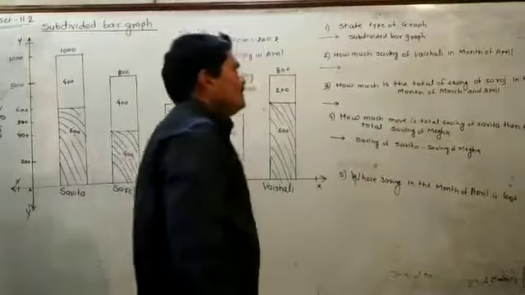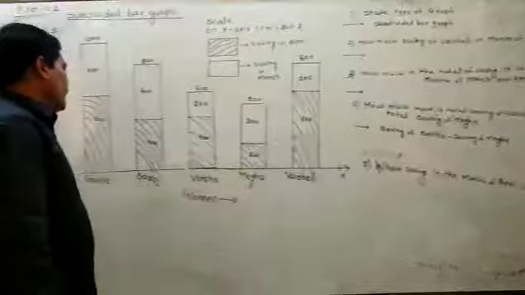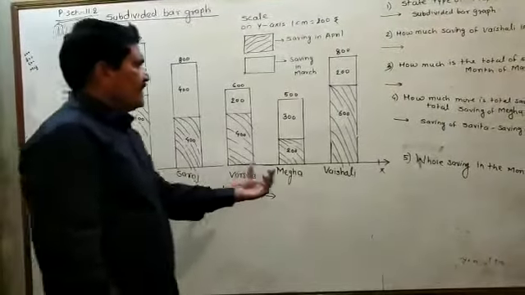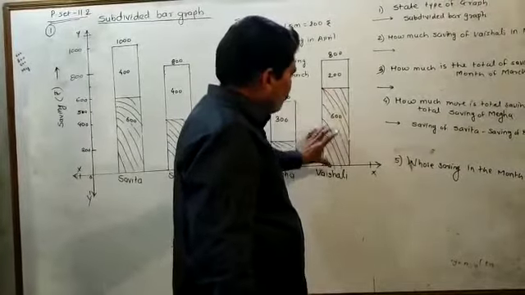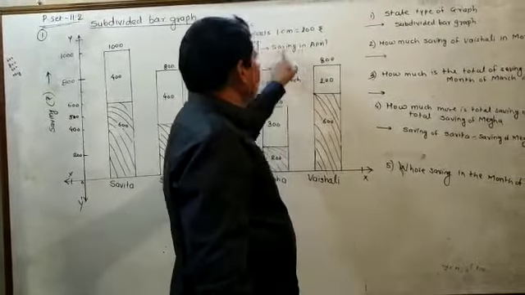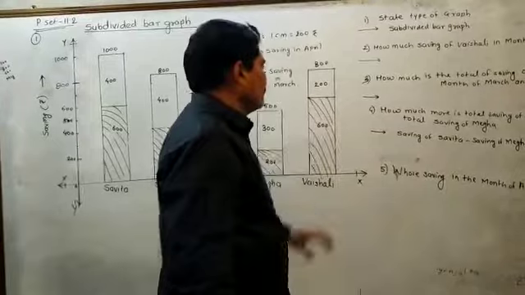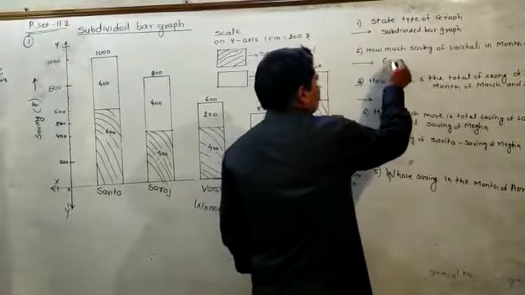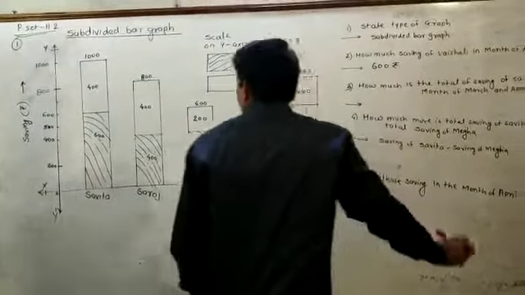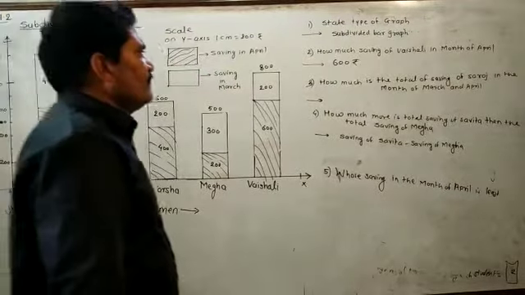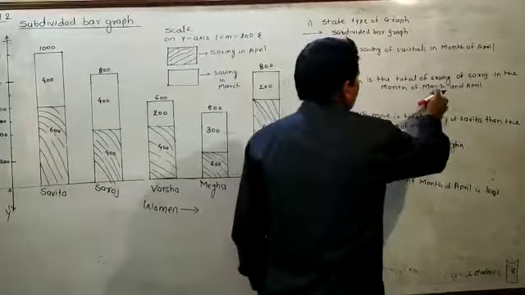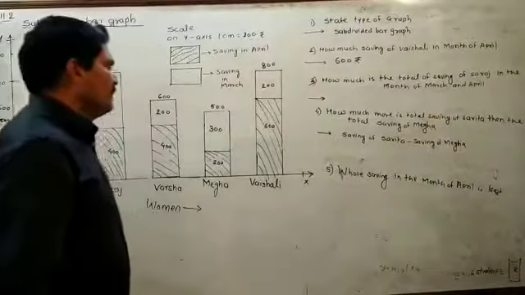Then how much is Vaishali's saving in the month of April? Where is Vaishali? This shaded portion is the saving in April. Vaishali's April saving is 600 rupees. Then you have to find out the total saving of Saroj in the months of March and April.